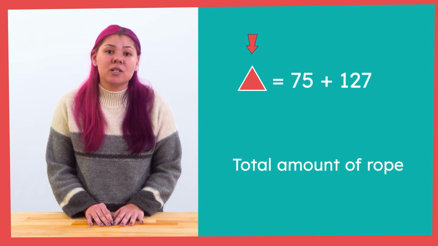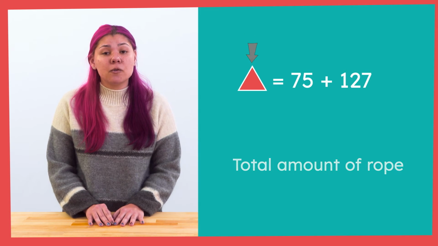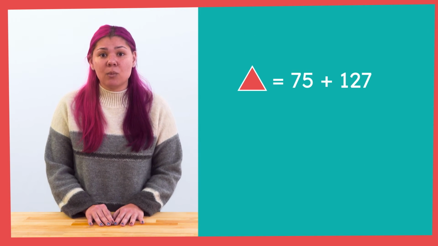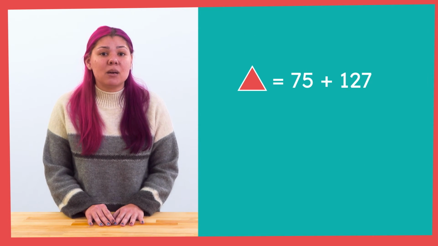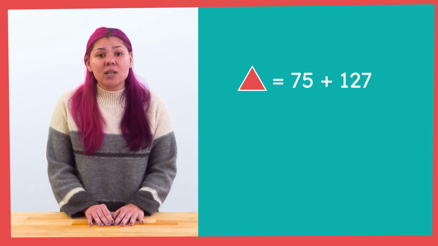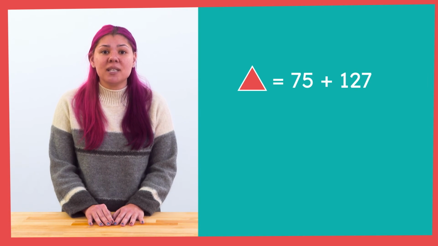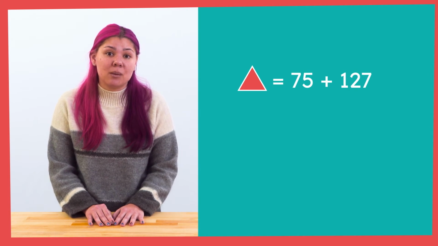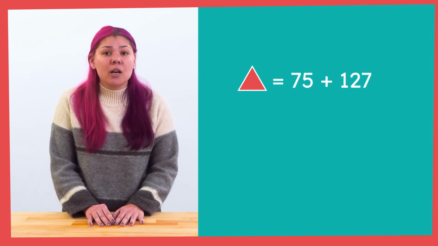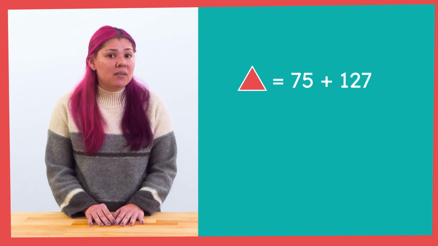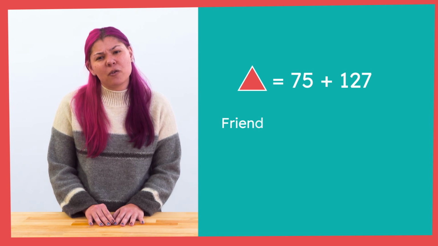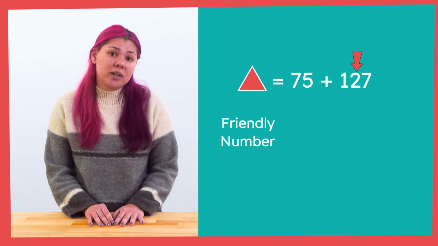Now that we know our equation, let's try to solve it. So first, let's try to estimate. When we estimate, we want to use friendly numbers that are easy to work with. Usually these numbers end in a 0 or 5 because it's easy to add and subtract with those numbers. So numbers like 10, 25, 65, 85, or 100. What's a friendly number that's close to 127?